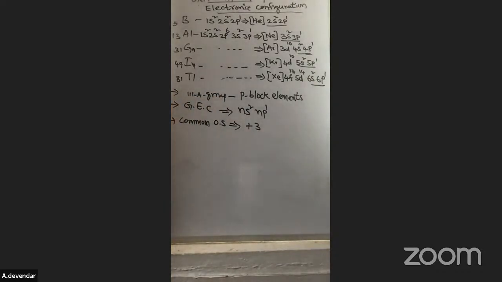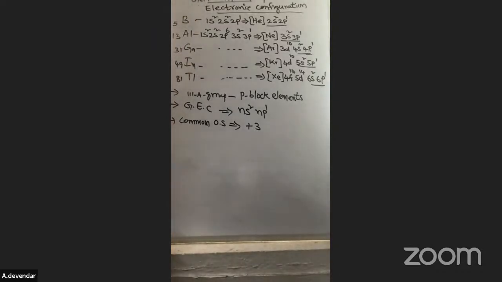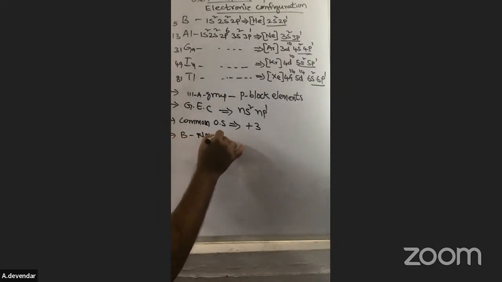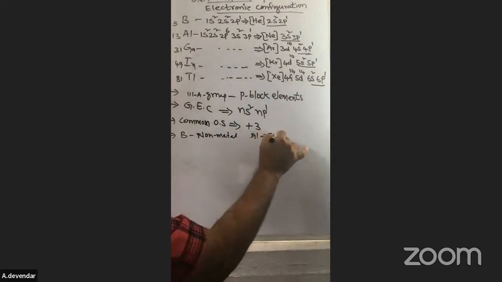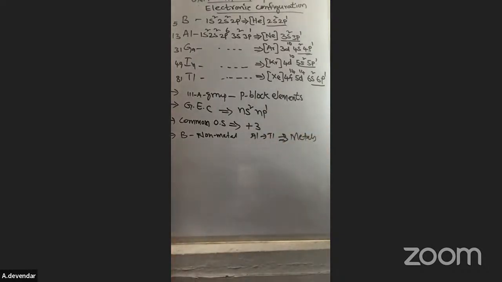Then, coming to all the elements present, boron, aluminum, gallium, indium, thallium: boron is a non-metal. The remaining elements, aluminum to thallium, are metals. You have to remember this. There is a chance of a question being asked: except boron, the remaining elements have metallic character and boron is in a non-metallic state.